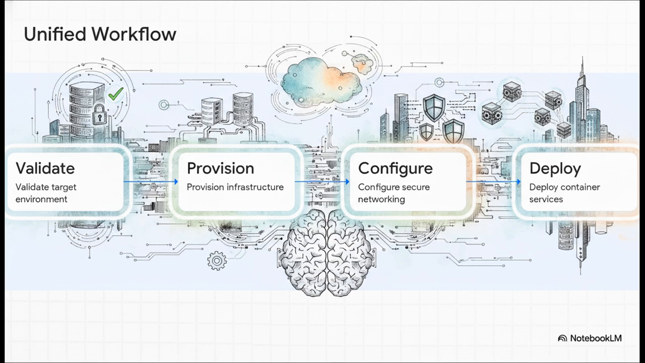Step 1, validate the target environment to make sure we're good to go. Step 2, automatically provision the required infrastructure. Step 3, configure secure networking so everything can actually talk safely. And Step 4, deploy the containerized services. The absolute key here is that the platform ensures each component is perfectly integrated and healthy before it even thinks about moving to the next stage. It basically removes the guesswork and all those cascading errors that plague manual setups.